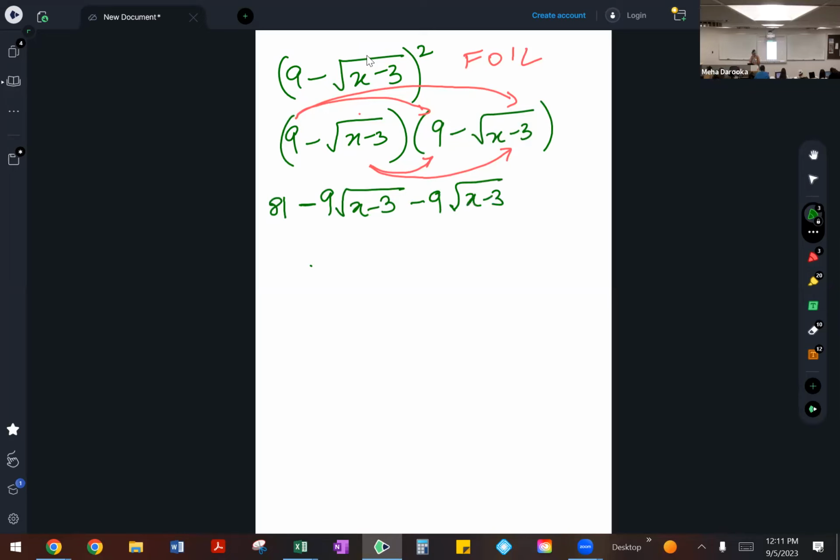So that's that third term, and then the last is where we're multiplying negative square root of x minus 3 with negative square root of x minus 3. So negative times negative will become positive, and then we're multiplying the same number, square root of x minus 3, into itself. So that will become to the second power.